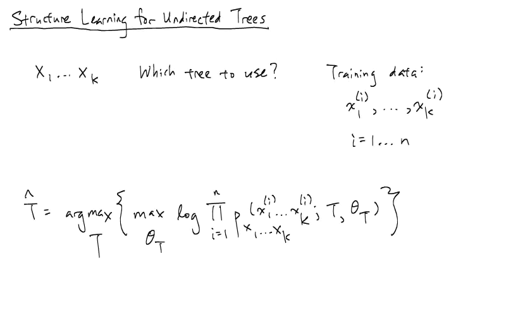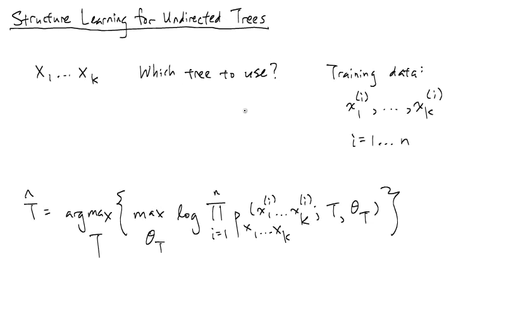Now I'm going to talk about structure learning with undirected tree-structured graphical models. Here the idea is that we have random variables x1 up through xk. You can think of these as nodes in an undirected graphical model. But we don't know which edges should be in this graphical model. Restricting ourselves to trees, the question is, which tree should we use?